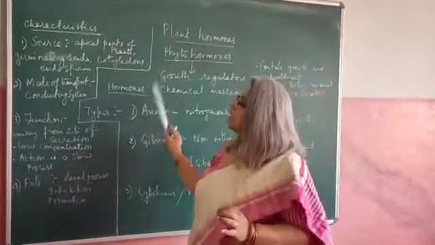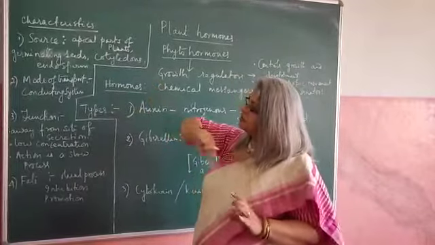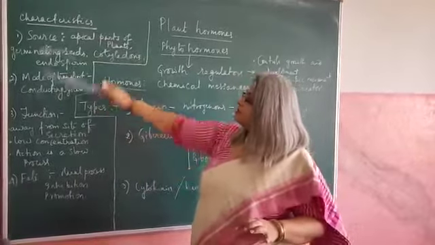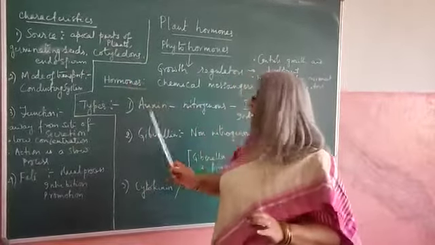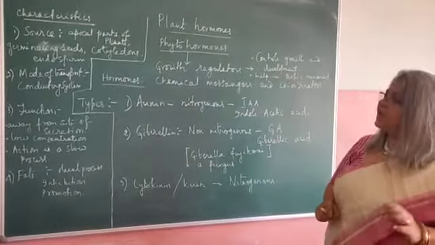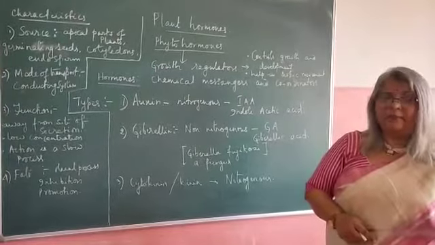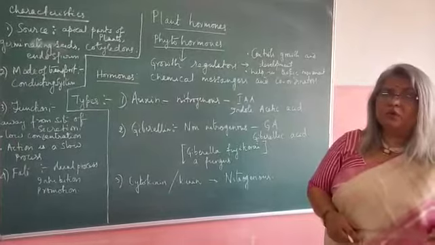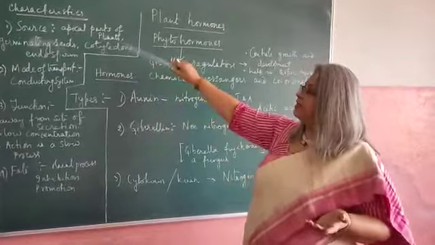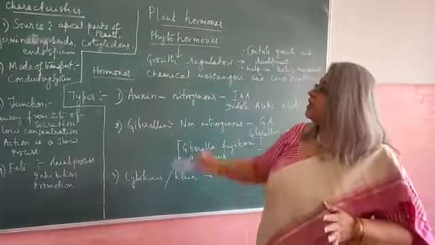Now, let us come a little more in detail about the hormones. These hormones have certain characteristic features. We can see there are four characters of the hormone. The first one is source. Where are these hormones actually found? Usually, these hormones are found in the apical region of the plants, whether it is a plant part like the stem, the leaf, the root or the branches. There are certain apical parts of those regions where we find these different types of hormones.